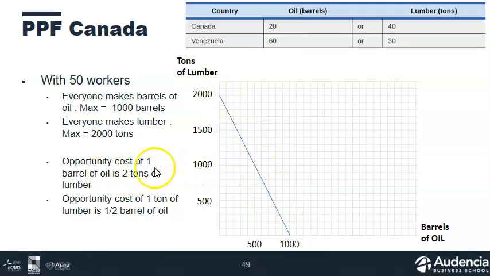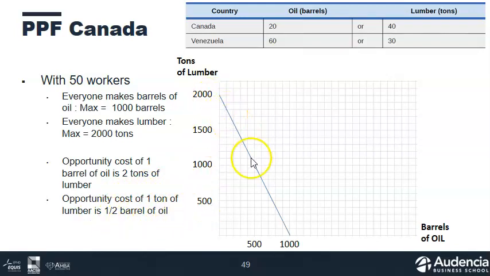And we see the opportunity cost of 1 barrel of oil. If I'm at 500 and I want to go to 501, if I want to have 1 more barrel of oil, we'll have to produce less lumber. The opportunity cost of 1 barrel of oil is 2 tons of lumber. Got to give it up. And the opportunity cost of 1 ton of lumber is a half barrel of oil.